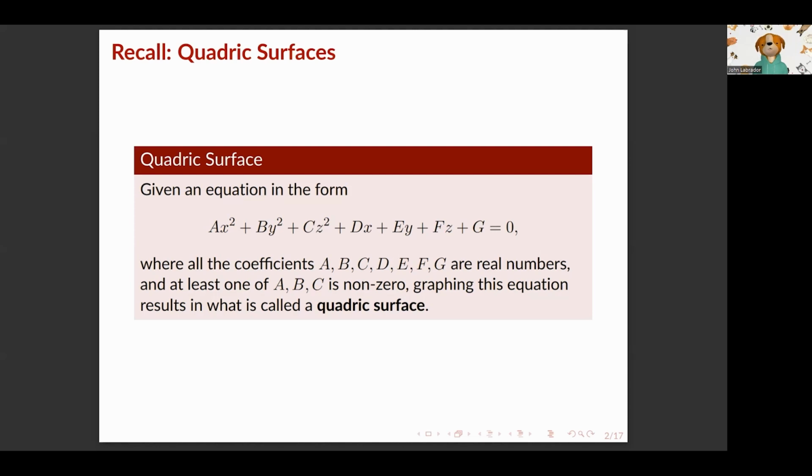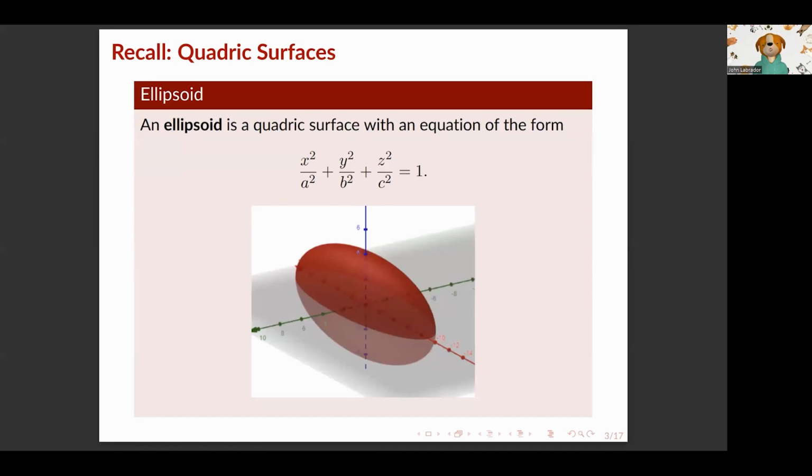There are in total 6 quadric surfaces. So let's start with number 1, which is the ellipsoid. The ellipsoid is a quadric surface with an equation of the form shown. You have x squared over a squared plus y squared over b squared plus z squared over c squared. As you can see, all of the squared terms are positive. So the ellipsoid, we can remember that as all squared terms are positive, and all of its traces are ellipses.